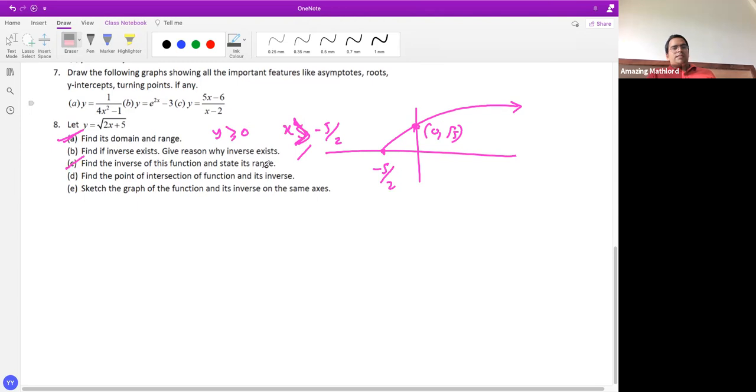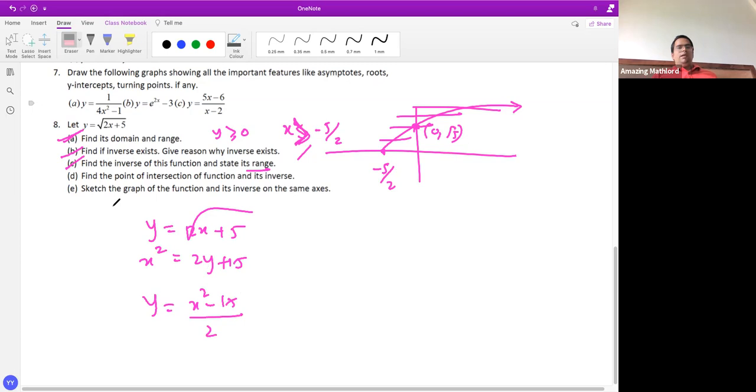Find the inverse and state if the inverse exists. Yes, it will exist because it is a one-to-one function and passes the horizontal line test. Find the inverse of this function and state its range. The function is y = root(2x + 5). If I interchange x with y, it'll be x squared = 2y + 5. So y = (x squared - 5)/2. Now, the range of the inverse is the domain of the original function, so y is greater than or equal to -5/2. That becomes the range of its inverse function.